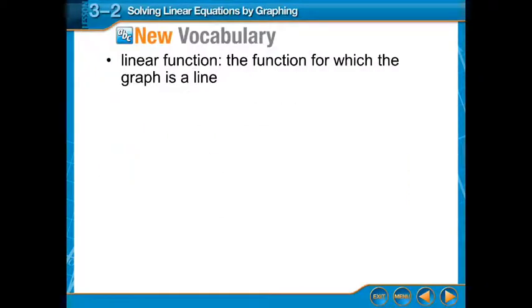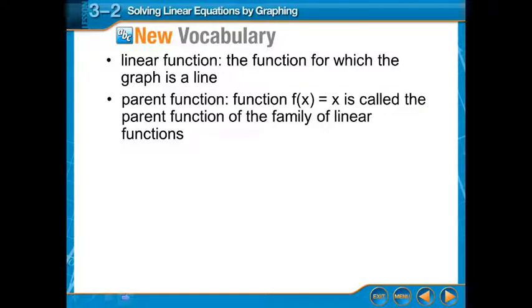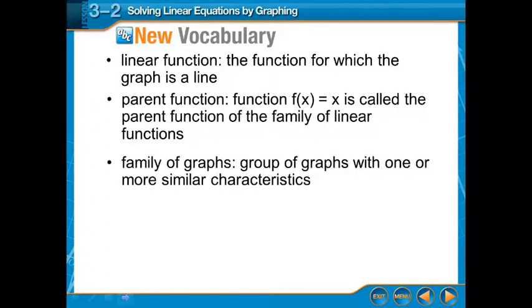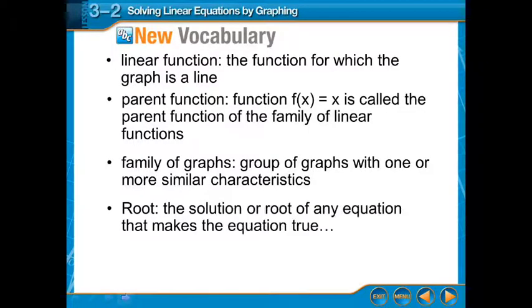Alright, so we have some new vocabulary. A linear function is a function for which the graph is a line. A parent function, or the function given the input of x, is called the parent function of a family of linear functions. A family of graphs is a group of graphs with one or more similar characteristics. And a root is the solution or the root of any equation that makes the equation true.